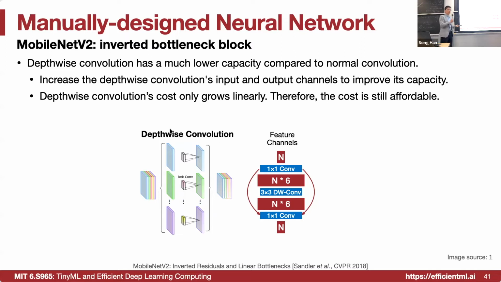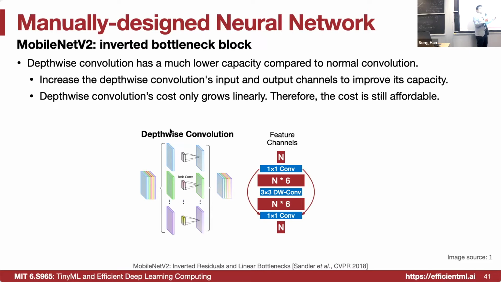We just increase the number of channels. So in this case, after this 1 by 1 convolution, remember in ResNet, we actually decreased the number of channels before. That's called the bottleneck layer. For the inverted bottleneck layer, we are expanding the number of channels, say by 6.